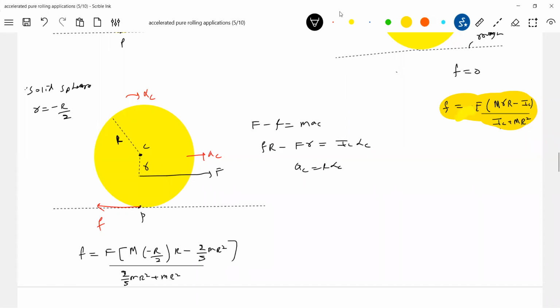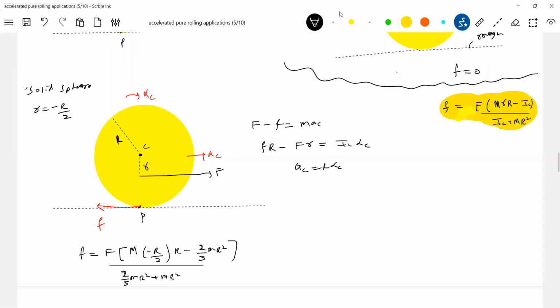So for any rigid body, if R will be negative, then the friction will be negative. If you apply force below the center of mass, the friction will act opposite to the applied force. No need to fight here. It's simple mathematics. Put small r equal to negative: minus r by 2, minus r by 4, minus 2r by 3. f will be negative only. For any rigid body, if you apply force below the center of mass, the friction will act opposite to the acceleration of the center of mass, or opposite to the applied force. That is a generalized rule.